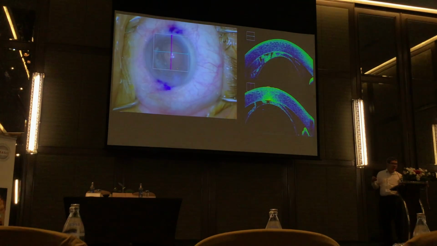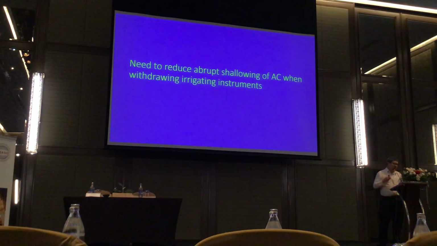It's the same one, so this is an extreme example, of course. You've got the capsule here with the cortex way up there, and that's something we want to prevent as far as we can. So how do we reduce abrupt shallowing of the AC when withdrawing irrigating instruments?